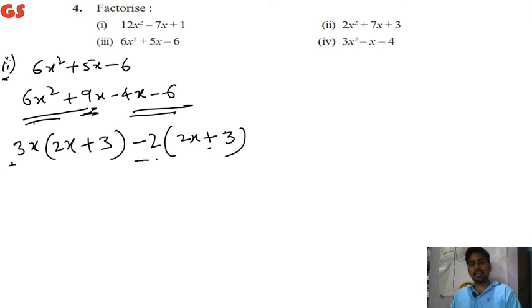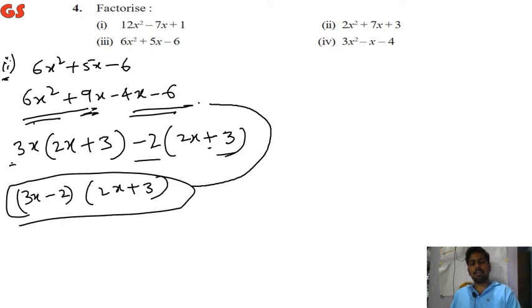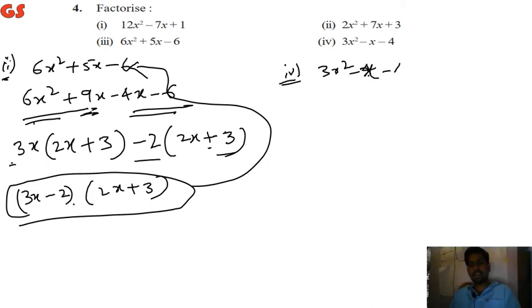If you multiply minus 2 into plus 3, you get minus 6 only. So you are getting the common term 3x minus 2, and 2x plus 3. So these are the factors of this term, 2x square plus 5x minus 6. Now you have to do the fourth one, that is 3x square minus x minus 4.